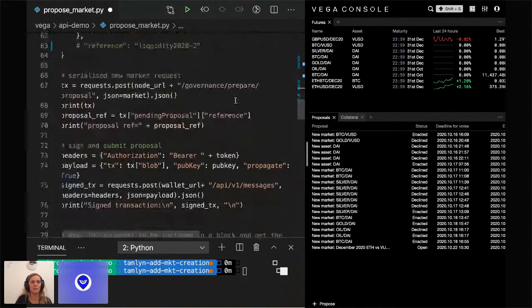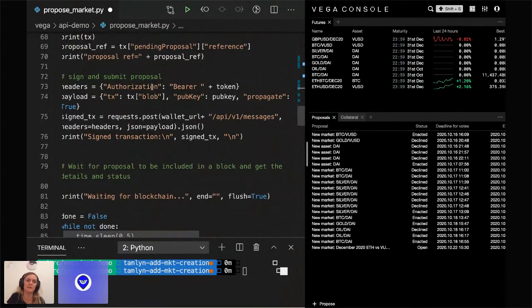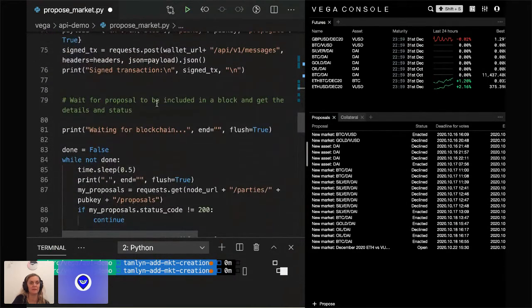Great. So what we're going to then do is serialize this. So we're going to prepare this proposal in the right format. And then we're going to sign and submit this proposal. So at the moment, we're using a hosted wallet server. But within a few weeks, you guys will be able to interact with Vega from your own wallets. It's just for convenience at the moment, development convenience.